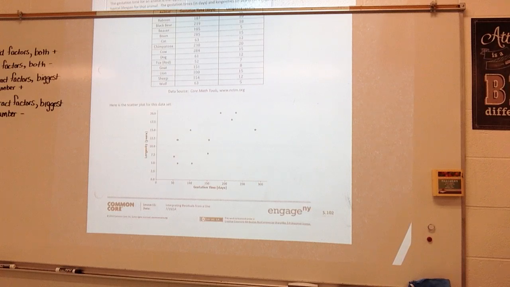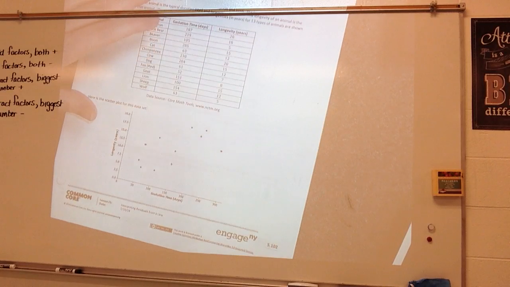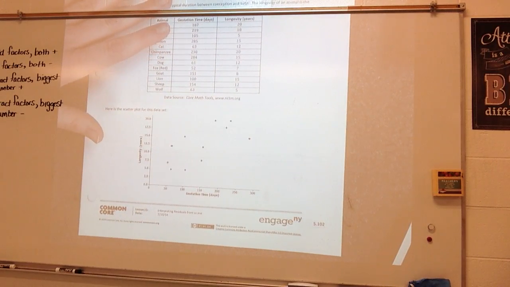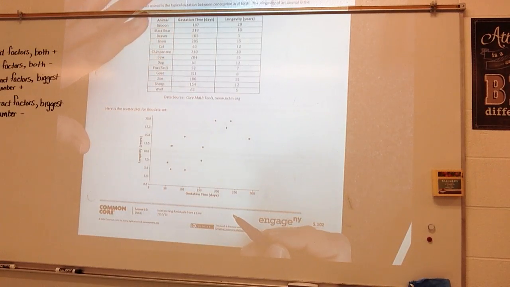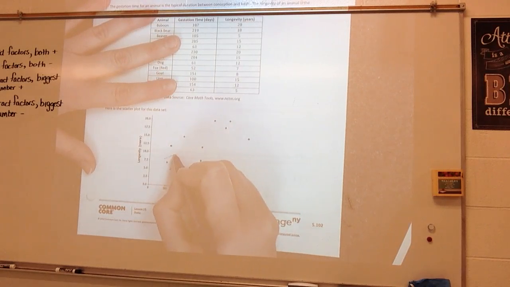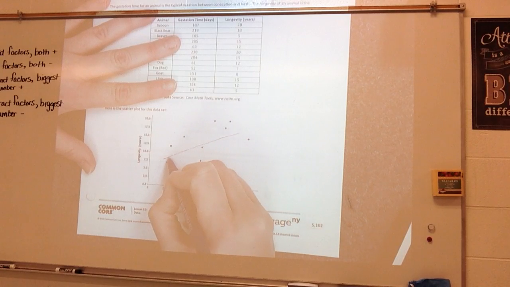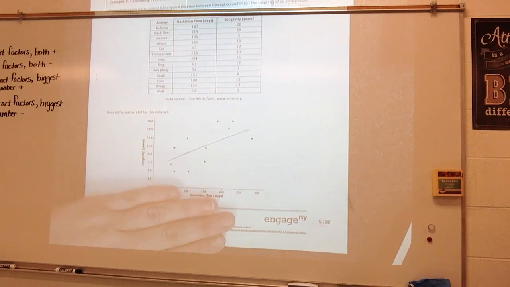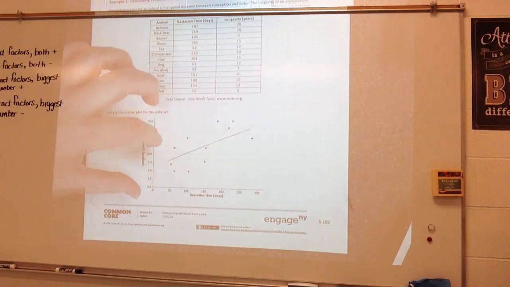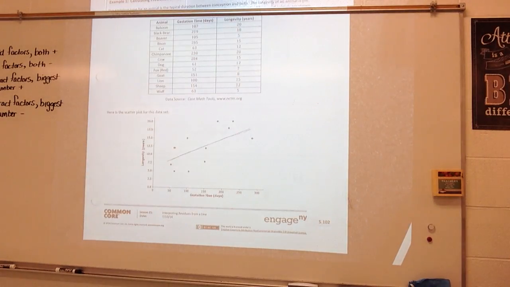Let's look at our best fit line. What would we think? If I were to create a regression line, I would think that it would look something like this, kind of going through the middle of my data points, because my data does form that line.